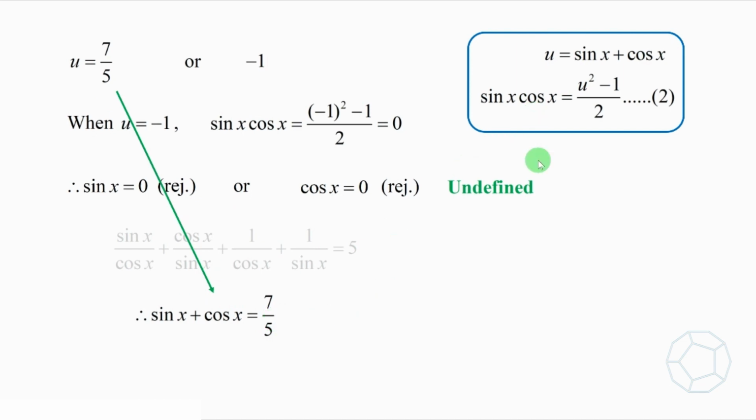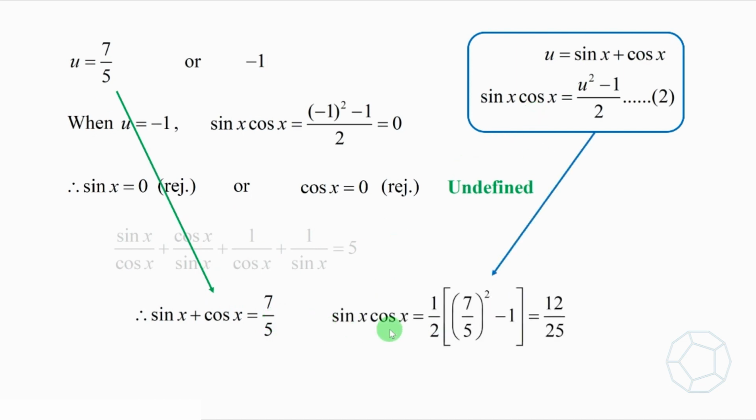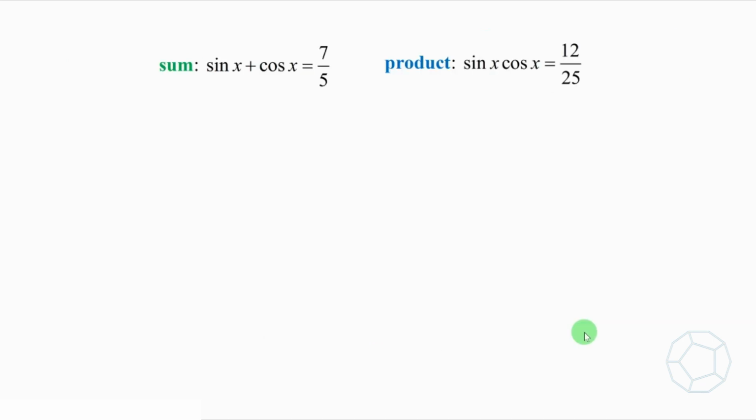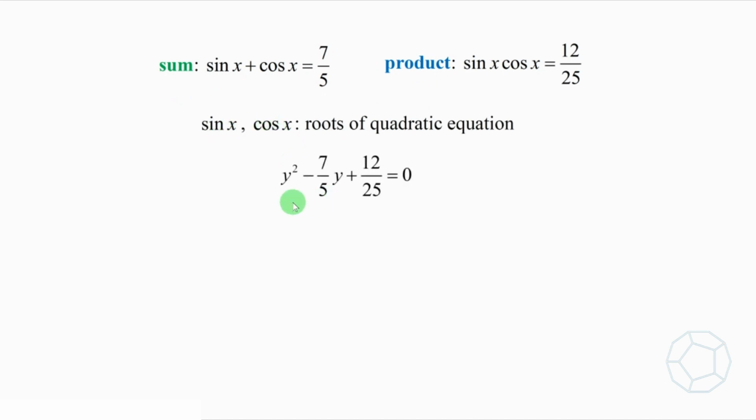Now we put this into equation 2 to find the value of the product. So sine x times cosine x is equal to 12 over 25. With the sum and the product, what can you think of? Yes, let's set up a quadratic equation with the roots sine x and cosine x, which is y squared minus 7 over 5 y plus 12 over 25 is equal to 0.